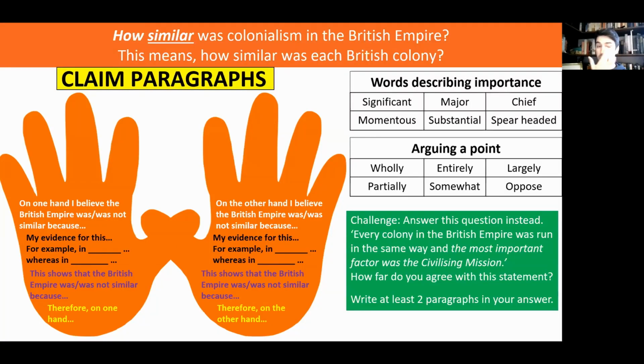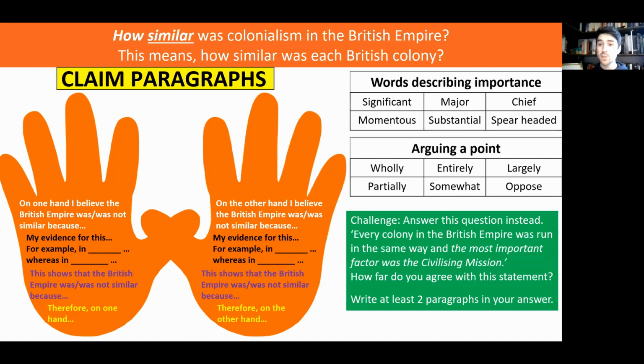And you'll see at the top in the orange box that your question is, how similar was colonialism in the British Empire? Now remember that colonialism means how Britain controlled and ran its colonies. What this question is actually asking you is, how similar was each British colony? And is there anywhere that we can see all of the 6 things which we were looking for?